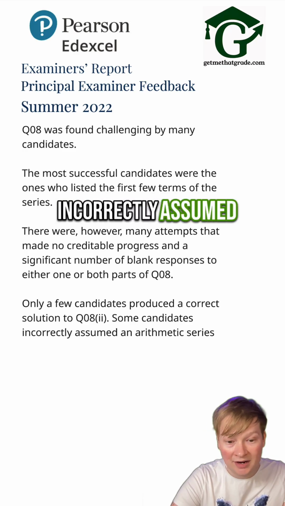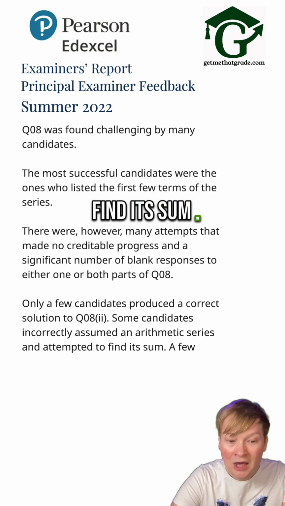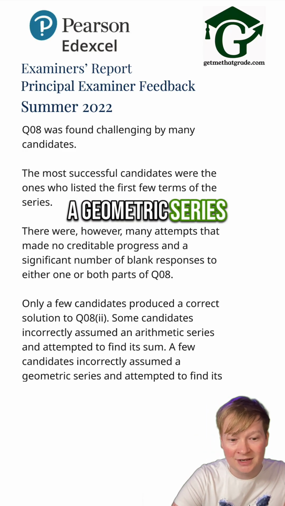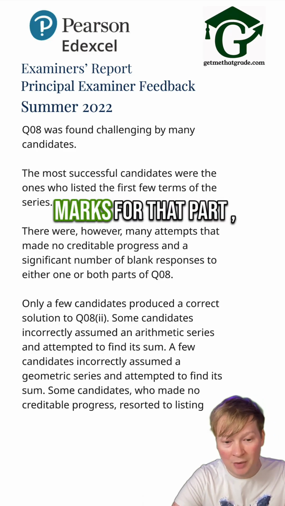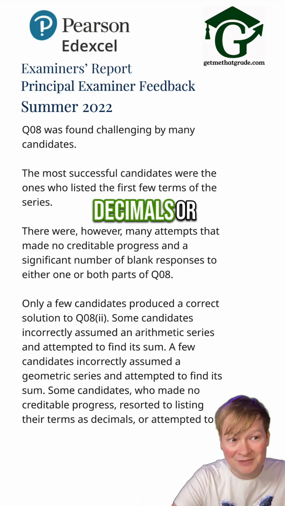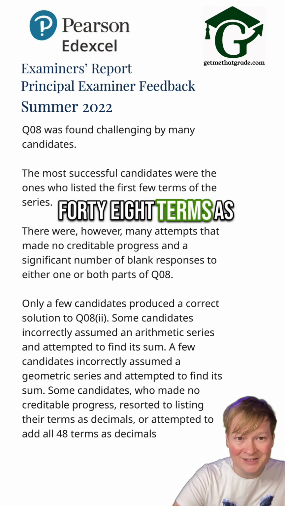Some candidates incorrectly assumed an arithmetic series and attempted to find its sum. A few candidates incorrectly assumed a geometric series and attempted to find its sum. Some candidates who made no credible progress, in other words got 0 marks for that part, resorted to listing their terms as decimals or attempted to add all 48 terms as decimals.